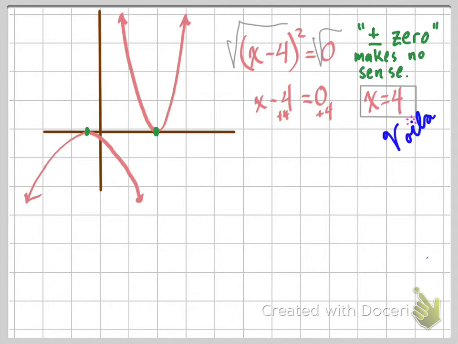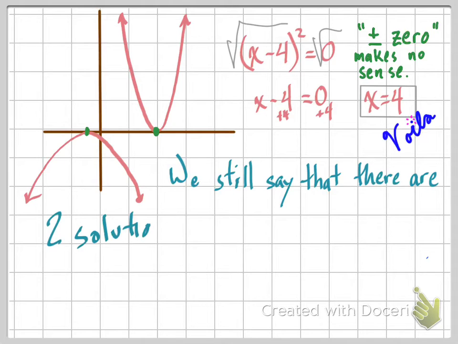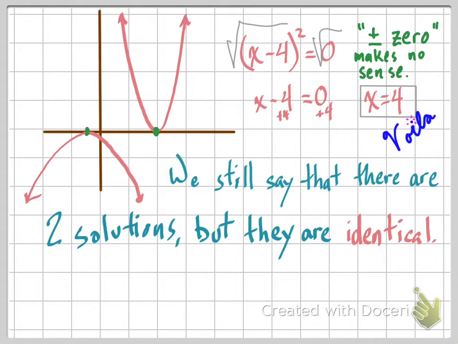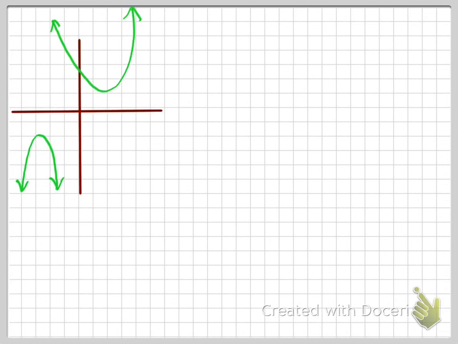You're done. But this solution here is kind of interesting in that we still say there are two solutions, but they are identical. So we got x = 4 and x = 4. I know that sounds like we're playing games here with the words, but now the third type is something like this.